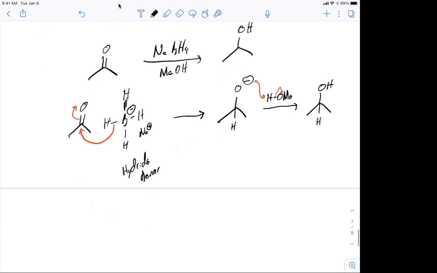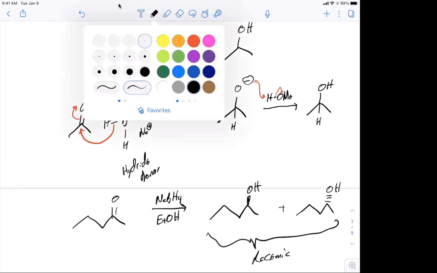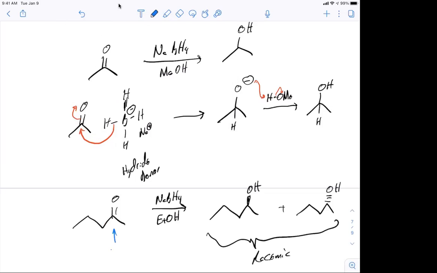Now, because of this first addition right here, this is going to be racemic. So if we look at sodium borohydride reduction, and here I'm going to change up the solvent just so you don't get stuck, ethanol, right? I'm going to end up with either addition to the front or to the back, right, in an equal amount. So that's going to be racemic. And that's because we start with a planar starting material, since the carbonyl is planar.